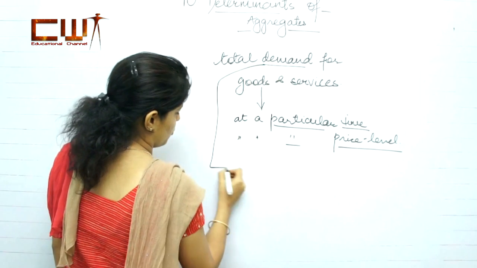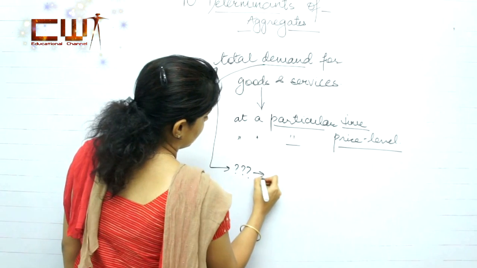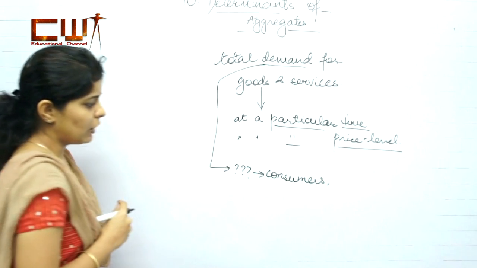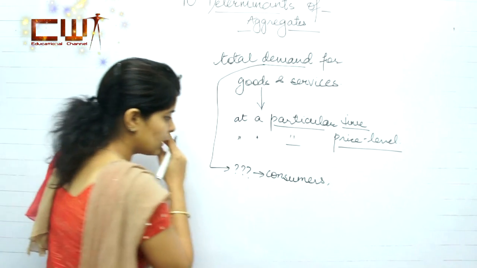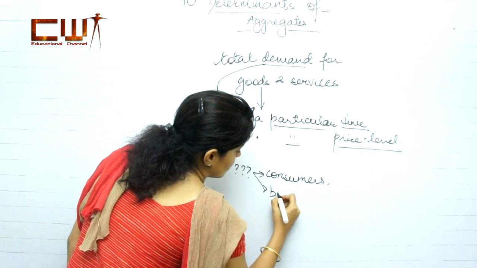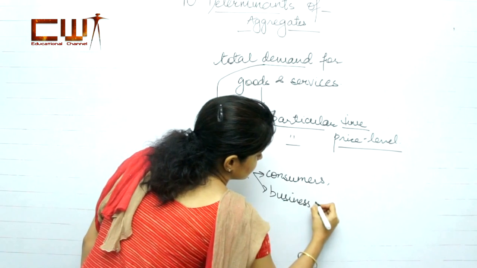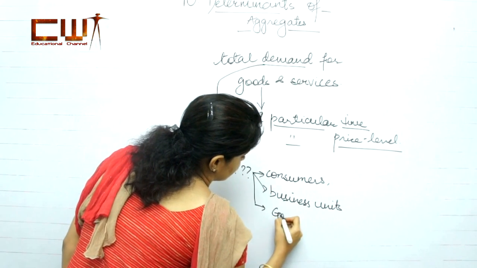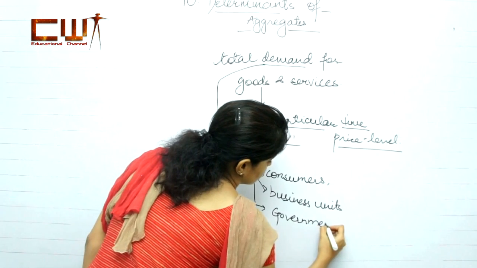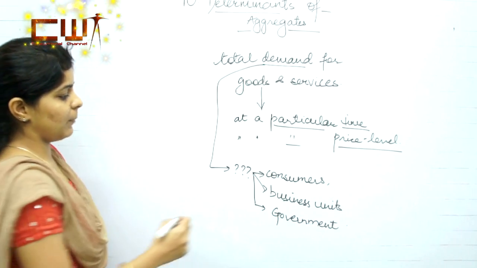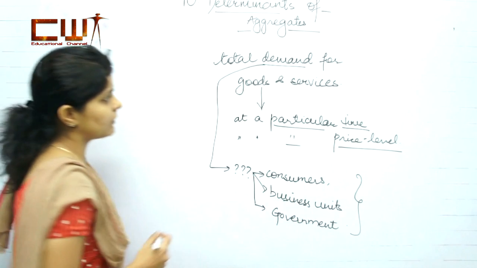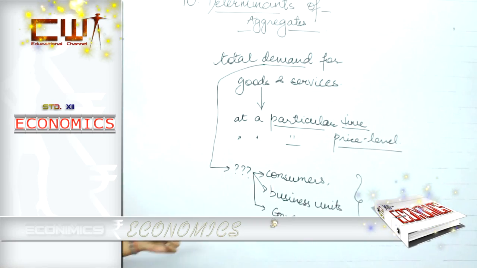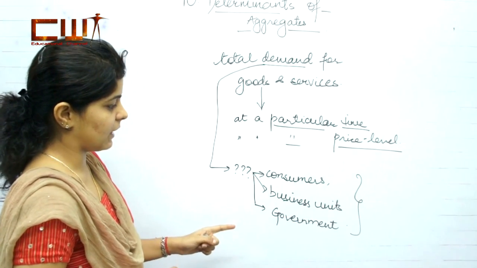Demand means by whom? Who is demanding? Demand is by consumers, right? Who is demanding? Consumers are demanding, right? Who else is demanding? Business units are demanding. And who else is demanding? Government sector is demanding. Right? So there are three people who are creating the demand for goods and services at a particular time and at a particular price level. These three people are consumers, business units and government.